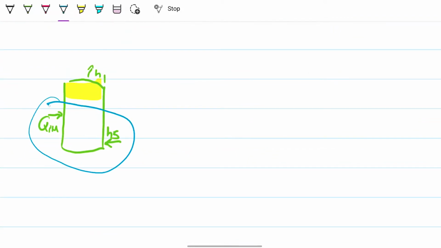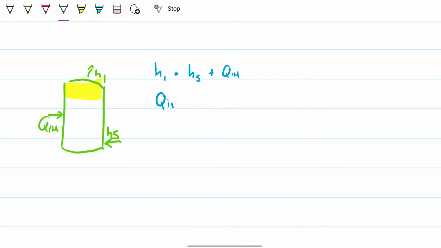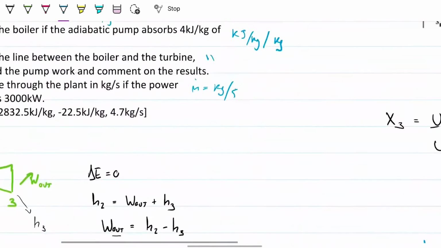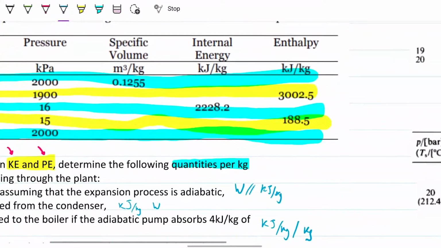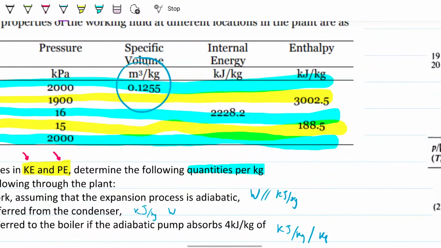And this energy balance, once again, no mistakes. We have these two going in, this one going out. So enthalpy 1 has to equal enthalpy 5 plus heat going in. We're interested in the heat going in, so heat going in will simply be enthalpy 1 minus enthalpy 5. We have all we need. Enthalpy 1, do we have enthalpy 1? I forget. We don't, but we do have specific volume. So next up is, what is enthalpy 1?